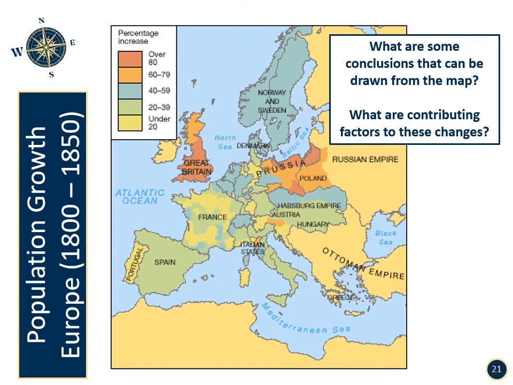Population growth in Europe from 1800 to 1850. What are some conclusions that can be drawn from the map? What are contributing factors to these changes?